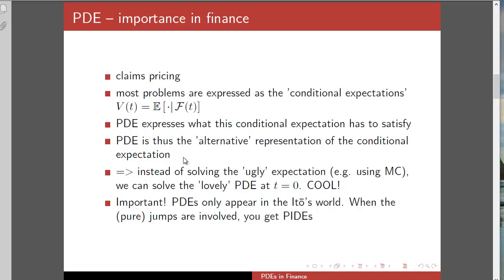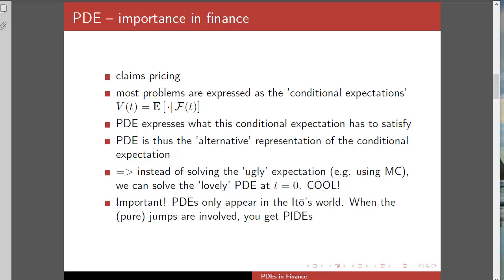Okay, so it turns out that instead of solving this expectation, when you have an expectation, you are basically calculating some average value. So instead of solving this expectation, which you would solve using Monte Carlo, you can solve it using a PDE. Okay, so that's why I say instead of solving the ugly expectation, we can solve it using a lovely PDE.